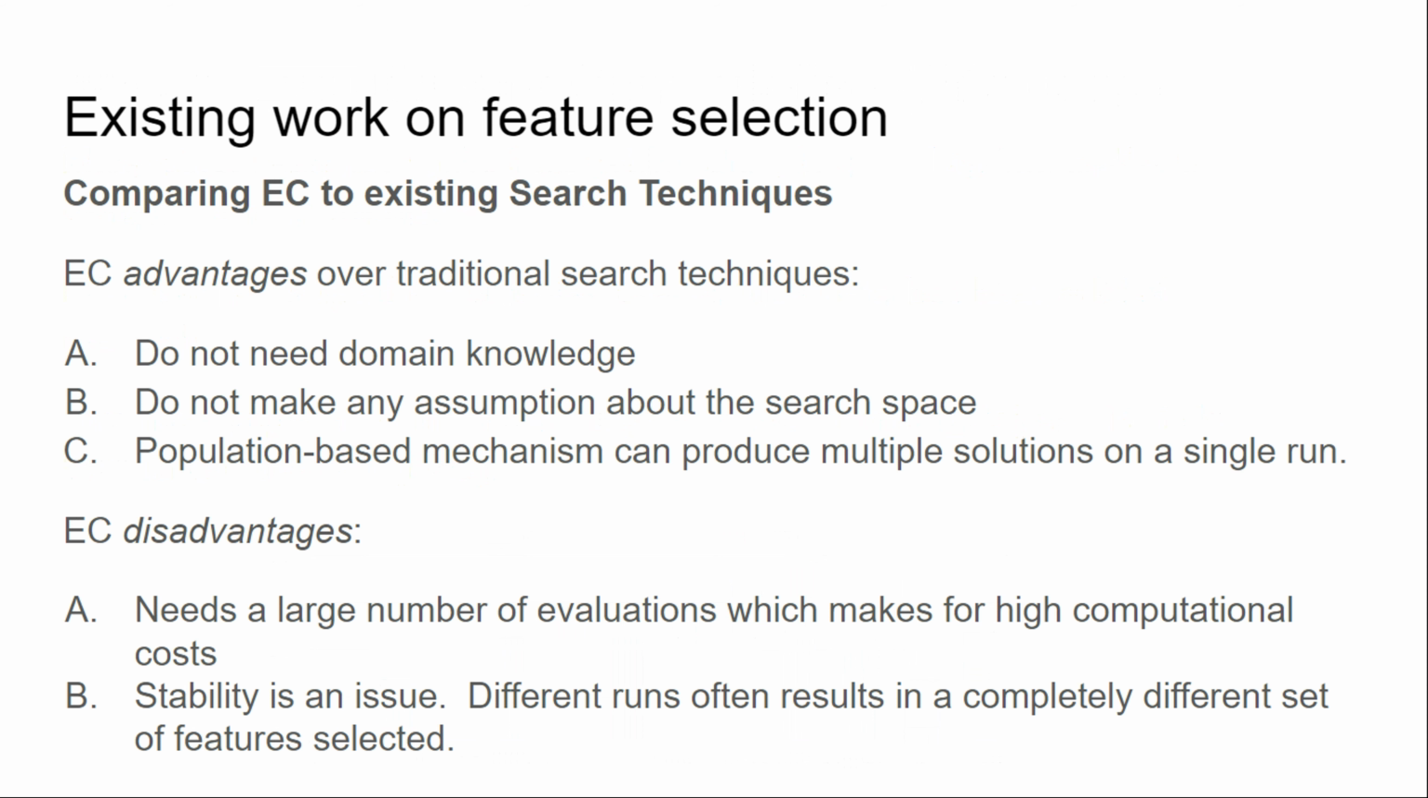Some of the disadvantages of EC is that it takes a large number of evaluations, so it's computationally expensive. And there's a stability issue. You can run the same EC algorithm on the same data in two different places, basically, and they might not produce the same results. They could be different. In fact, there's a good chance they will be.